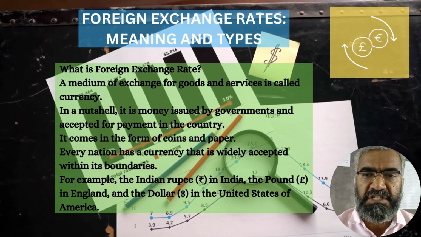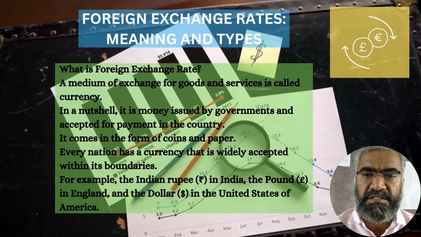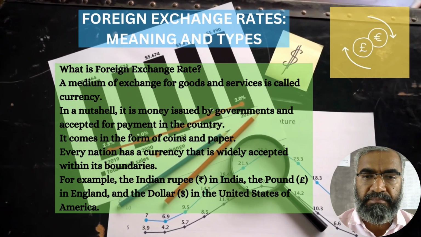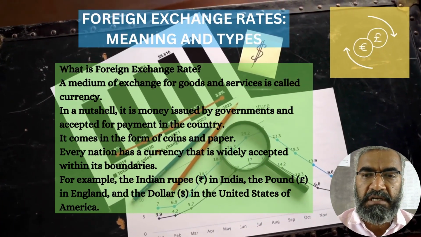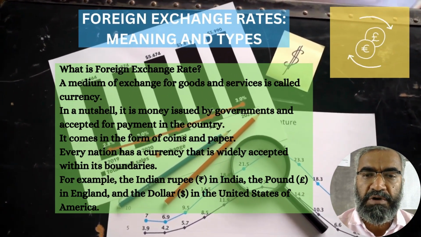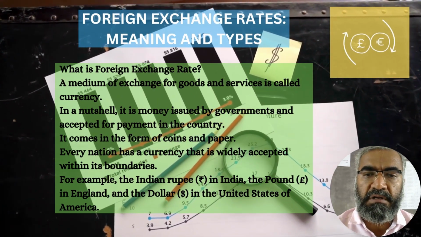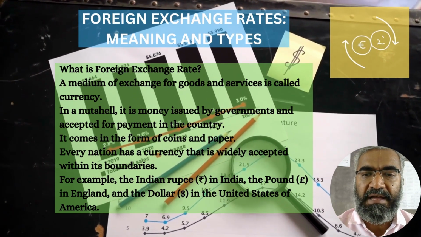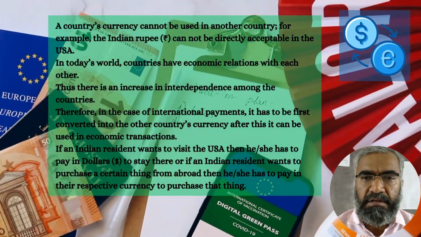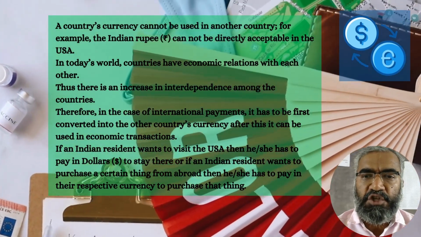A medium of exchange for goods and services is called currency. In a nutshell, it is money issued by governments and accepted for payment in the country. It comes in the form of coins and paper. Every nation has a currency that is widely accepted within its boundaries. For example, the Indian rupee in India, the pound in England, and the dollar in the United States of America. A country's currency cannot be used in another country. For example, the Indian rupee cannot be directly accepted in the USA.